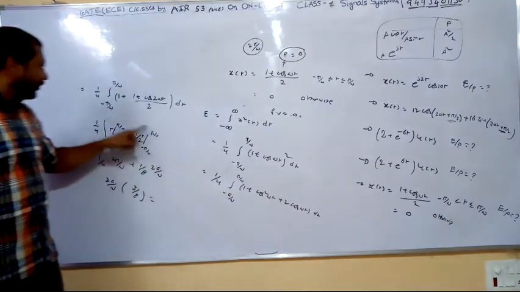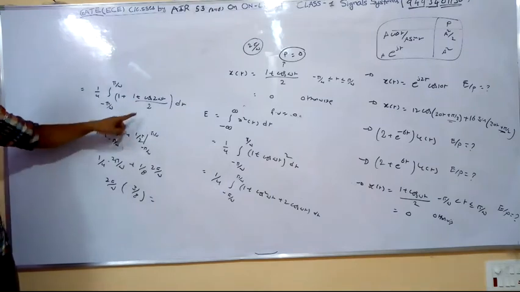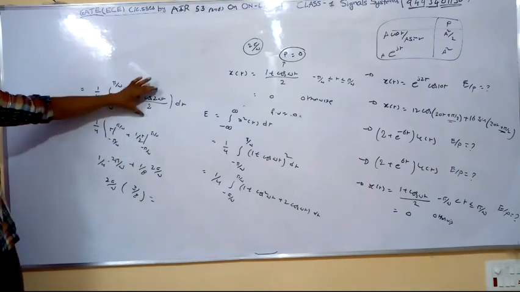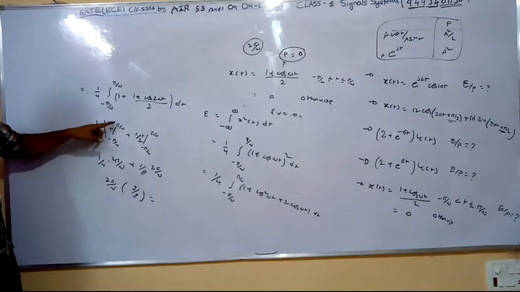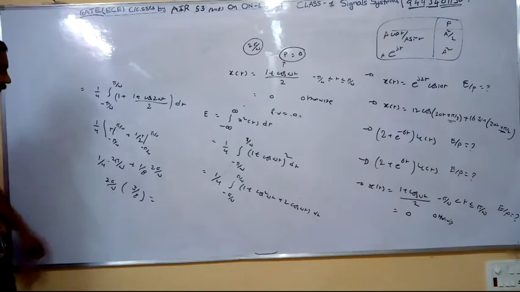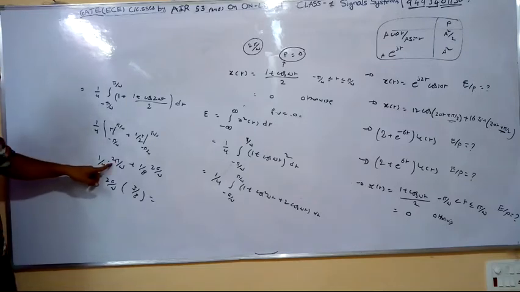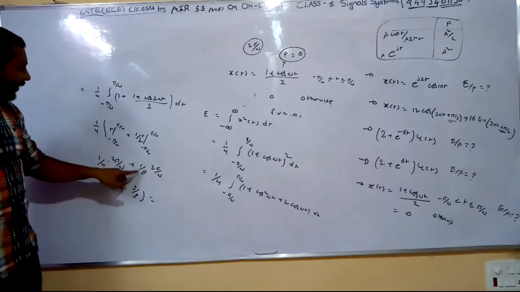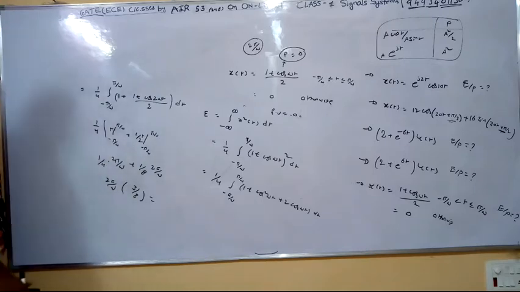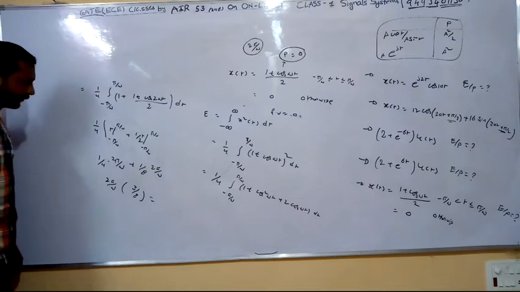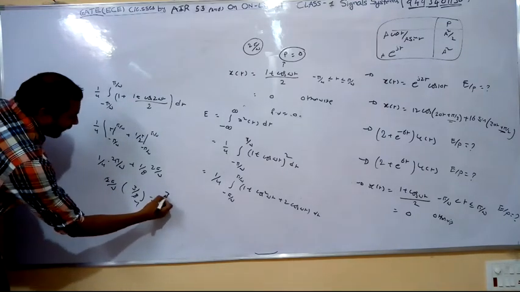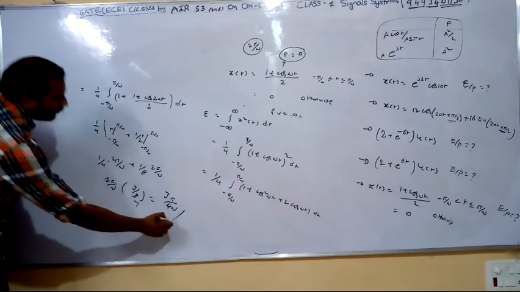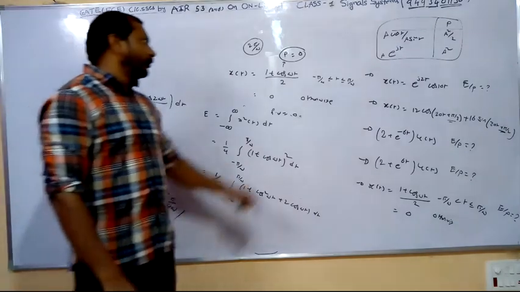Here I am writing cos square omega t as 1 plus cos 2 omega t divided by 2. So this is equal to 1 by 2 into t, and the cosine term will become 0 only. Upon doing this integration from minus pi by w to pi by w, this value is equal to 2 pi by w plus 1 by 2 into 1 by 4 into 1 by 8 into 2 pi by w. By taking 2 pi by w as common, 1 by 4 plus 1 by 8 is equal to 3 by 8. Simply cancel and we get 3 pi divided by 4 w.